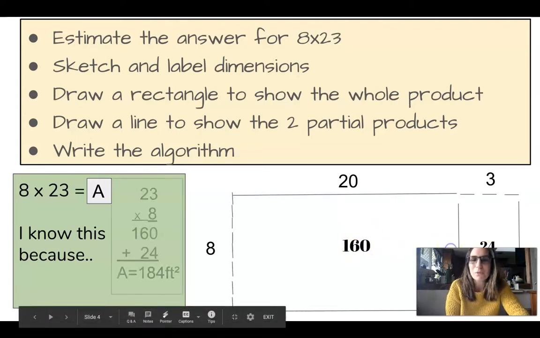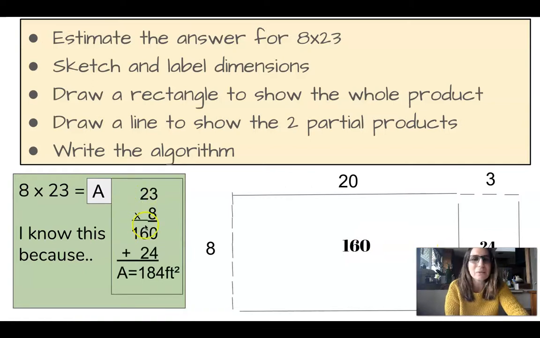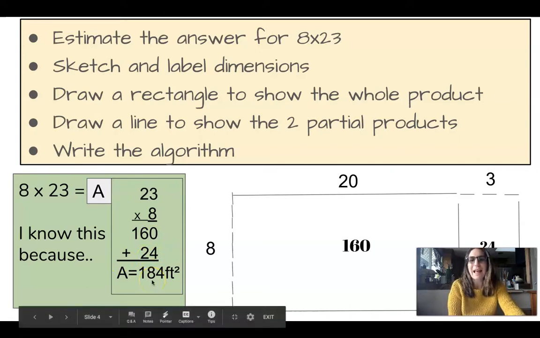When we put the two of those together, we know that 23 times 8 is 160 plus 24 for a total of 184 feet squared for our area.